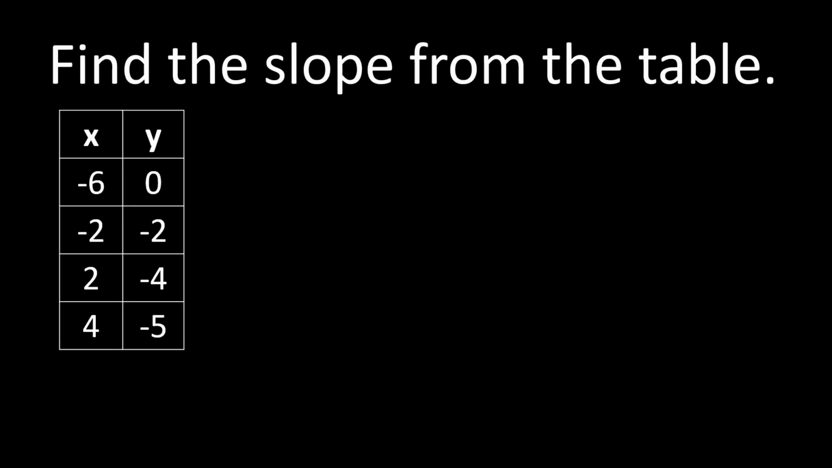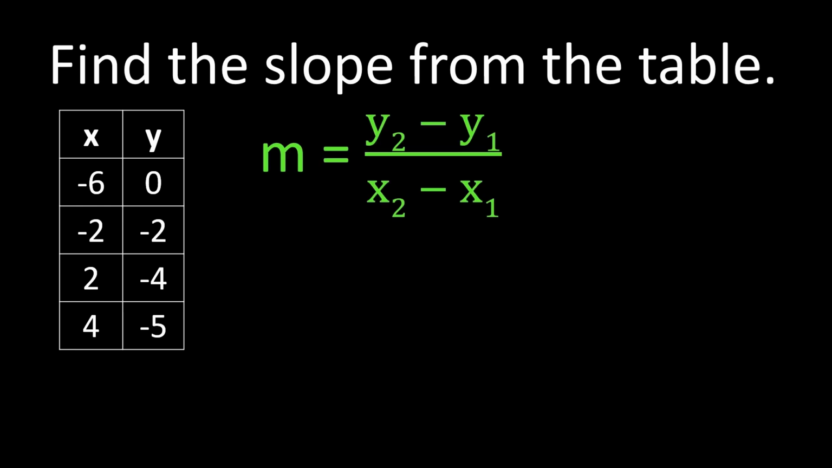So the data in this table represents the ordered pairs of points on a line. We're going to find the slope using the data in this table. In this example, we're going to use the formula y2 minus y1 over x2 minus x1 to calculate the slope of the line. That means we're going to need to pick a point to be our x1, y1, and we're going to need to pick a point to be our x2, y2. So I'm going to go ahead and label 2 points on the line. I'm going to let the point 2, negative 4 be my x1 and y1, and 4, negative 5 be x2 and y2. And it doesn't matter which points you choose.